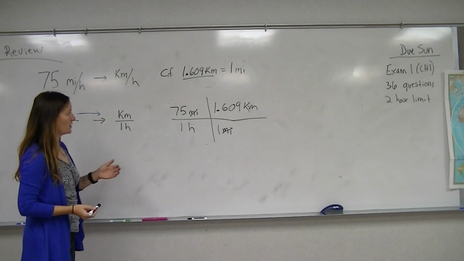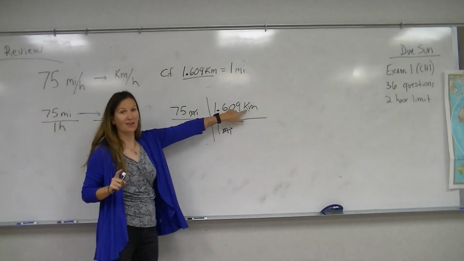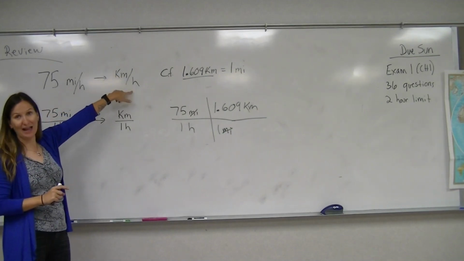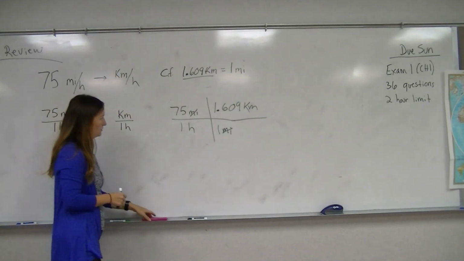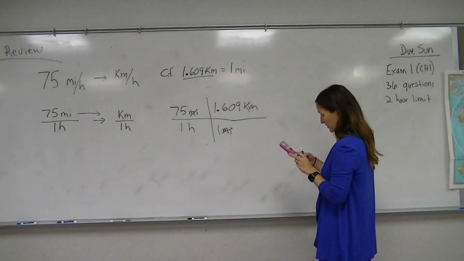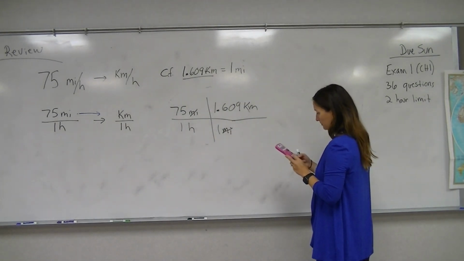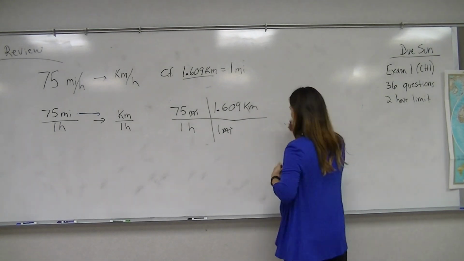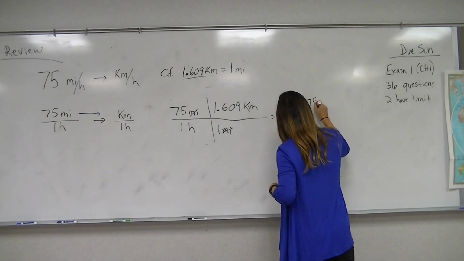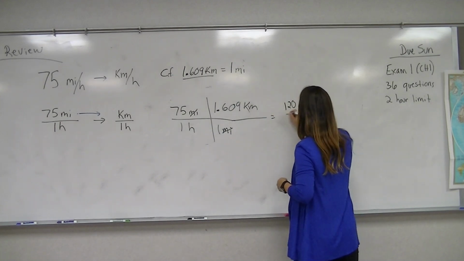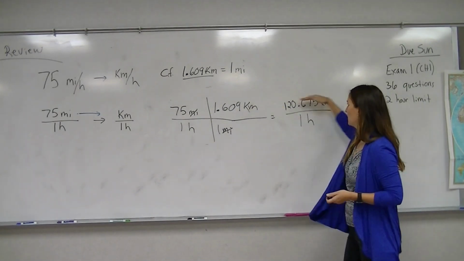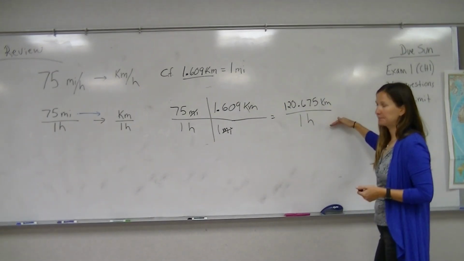Now notice the units that didn't cancel are my kilometers and my hours. And that's exactly what I want, kilometers and hours. So let's multiply this across. I get 75 times 1.609. I get 120.675 kilometers over 1 hour. So I just multiplied what was on top, multiplied what was on bottom.